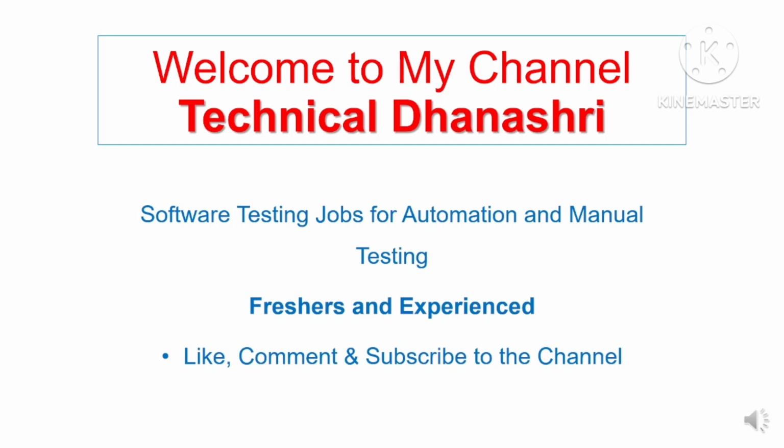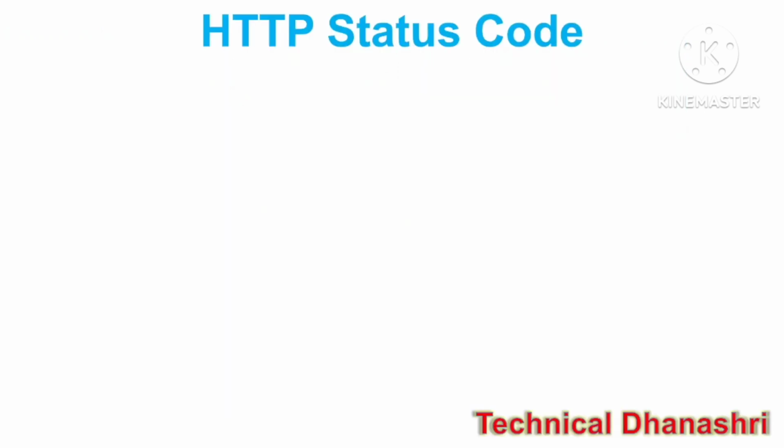So in API testing, we have different types of HTTP status codes, like the 100 series, 200, 300, 400, and 500 series of status codes. We basically do not use the 100 series of status codes because they are informational response status codes, so we have not used them.